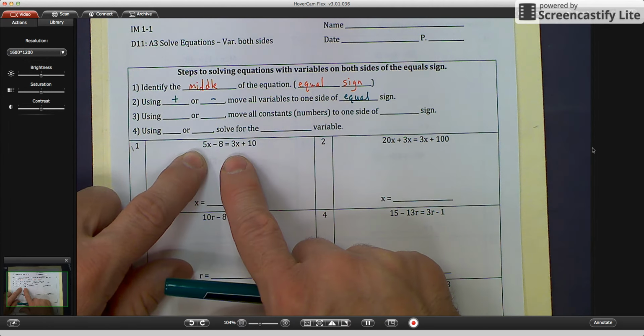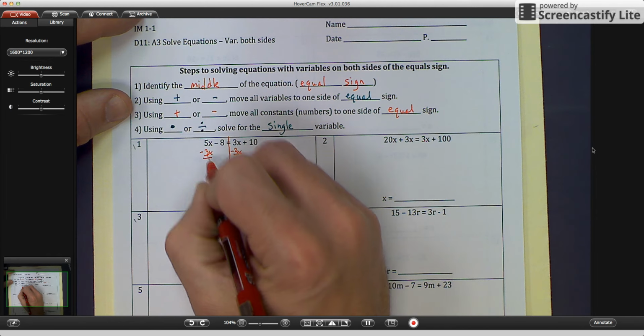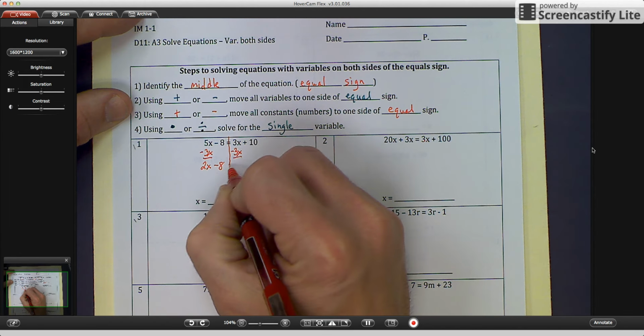So first things first, let's do some examples. I'm going to do 3 examples, and then you're going to do the rest based on the 3 examples. So step 1 says identify the middle of my equal sign. So I do that because it makes it real easy. And then it says number 2, using addition or subtraction, move all variables to one side. So I have a 5x and I have a 3x. I always like to move the smaller variable, and I'll tell you why in a moment. So I need to move my 3x to the other side. It's positive, so I need to subtract 3x. And I need to subtract 3x over there. So I get 5x minus 3x is 2x minus 8 equals, these cancel out, 10.